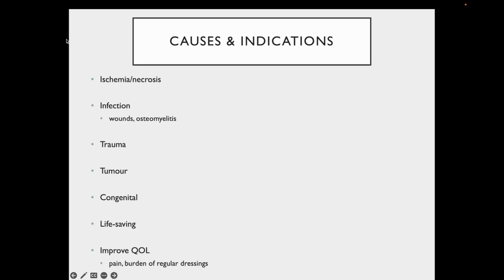Causes and indications of amputation. So ischemia or necrosis, infection, say infected skin or infected bone, trauma, tumor, congenital reasons. An amputation can be done to save a life or to improve quality of life. For example, a patient may have a very painful wound and may choose to have an amputation to get pain relief, or we may have a patient who has been burdened by regular dressings in the community for years and years. So they may have nurses coming to their home 2 to 3 times a week, but because the time that the nurses come to do their dressings may not be fixed, the patients then have to just wait around all day until their nurse turns up to do their dressings. So a patient may choose to have an amputation for this reason.